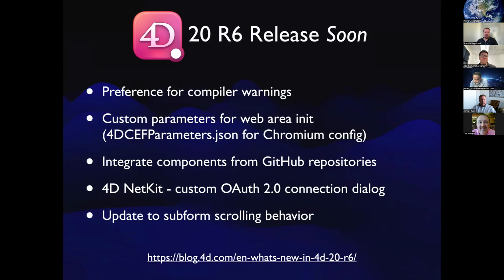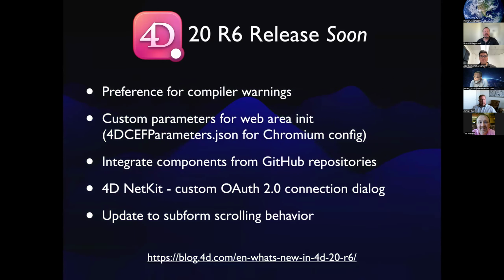And I'll just blast through a couple more of these. There's now a compiler preference option for configuring what warnings you want to be warned about, which is nice so that you can concentrate only on the ones that matter, such as warnings that a function doesn't exist. So that's an important one.